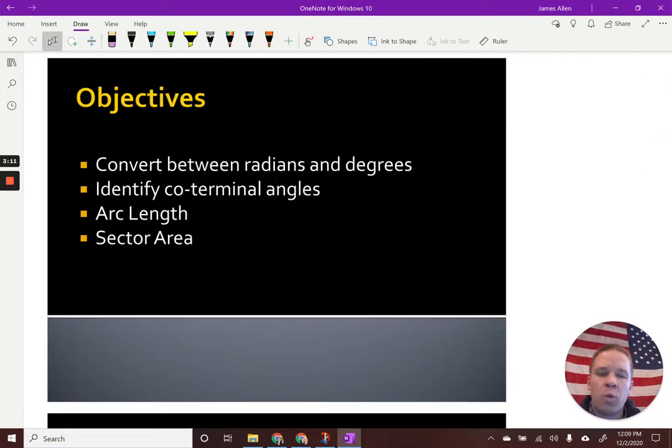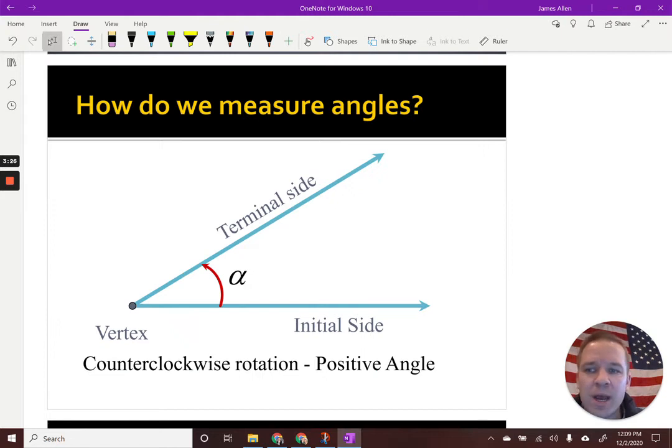So our objectives, once again, we've got convert between radians and degrees. We already did that. Boom. Check. We'll have a little more practice with that. Identify coterminal angles. We haven't done that yet. Arc length, sector area. Okay, so we got one of them done. Let's keep going. So how do we measure angles? Again, a lot of this is going to be review, but it doesn't hurt to go back over it before we start getting into the more complicated stuff.